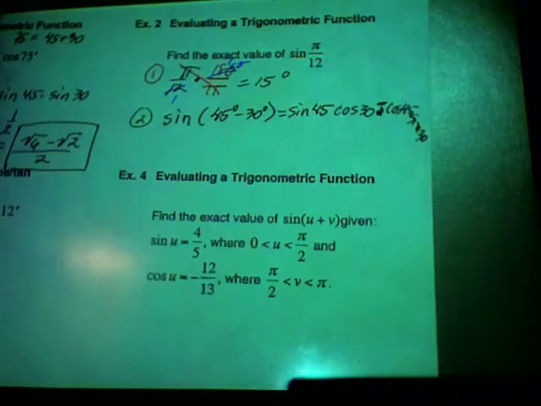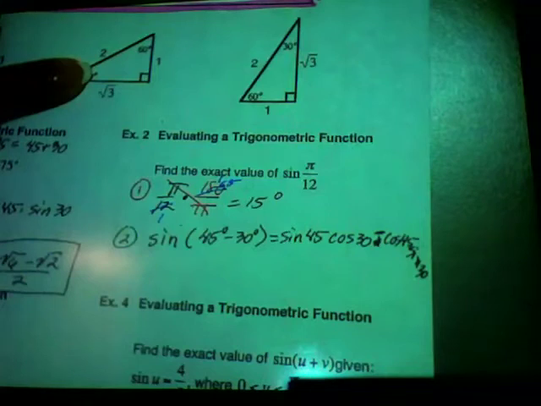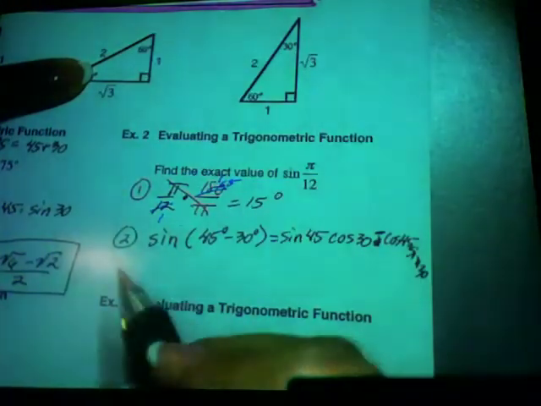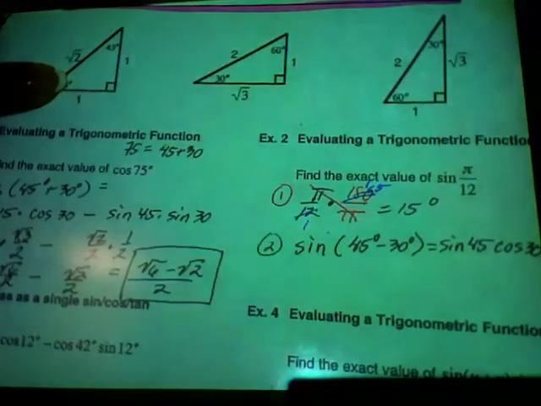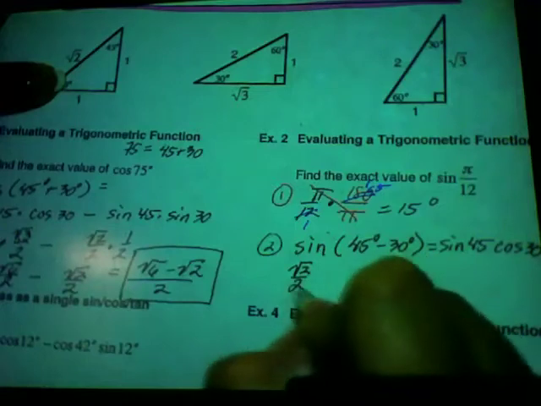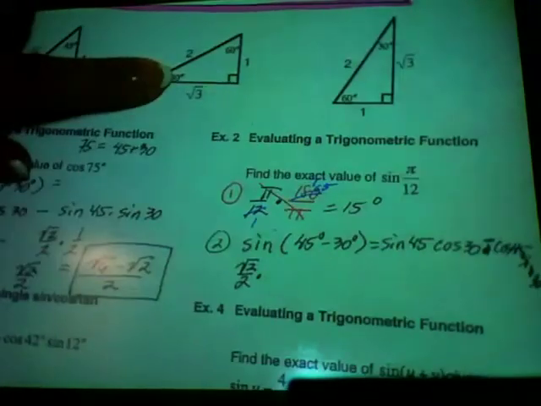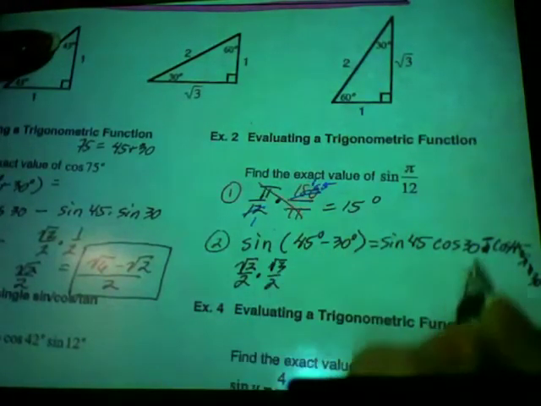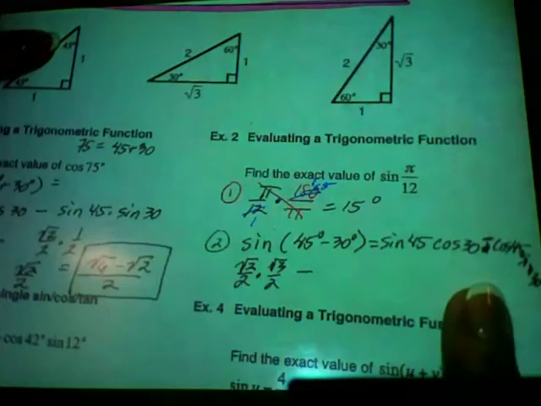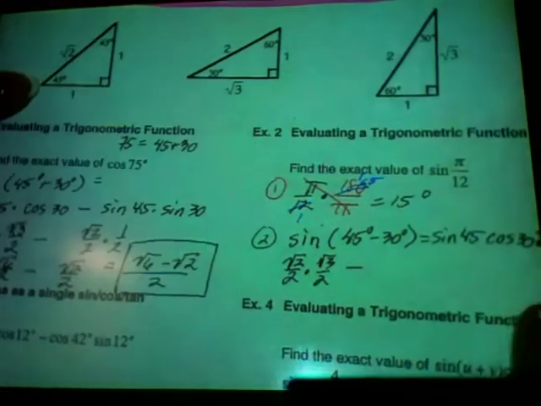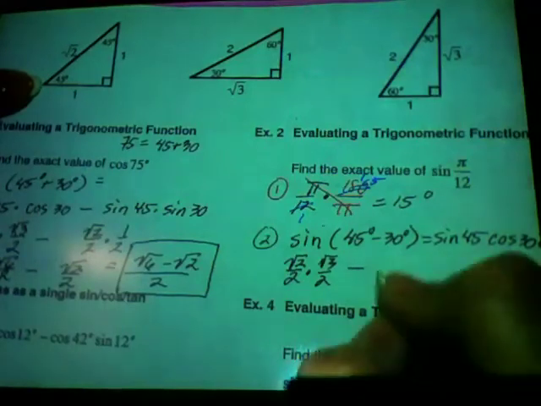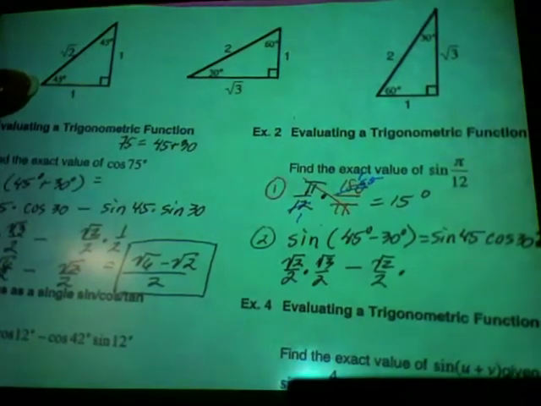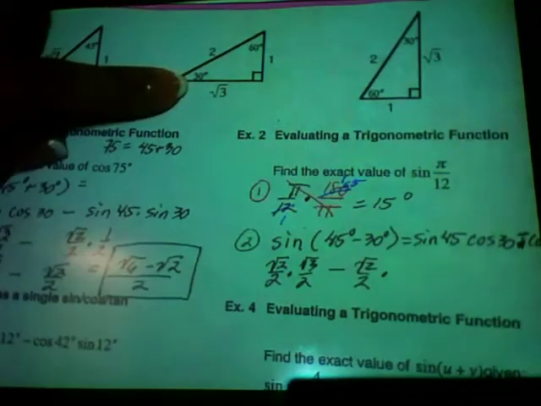So let's find those. Cosine of 30. So here's my 30 degrees right here. What's cosine? Rad 3 over 2, right? Oh, I'm sorry, 45. Oops. Sine of 45 is what? Rad 2 over 2 times, and then I want the cosine of 30. So what's that? Rad 3 over 2. Minus, I want the cosine of 45. Isn't that also rad 2 over 2? Times, and what is the sine of 30? 1/2.